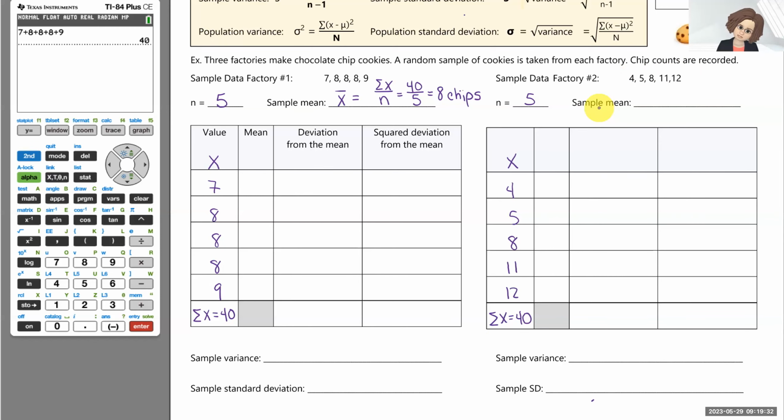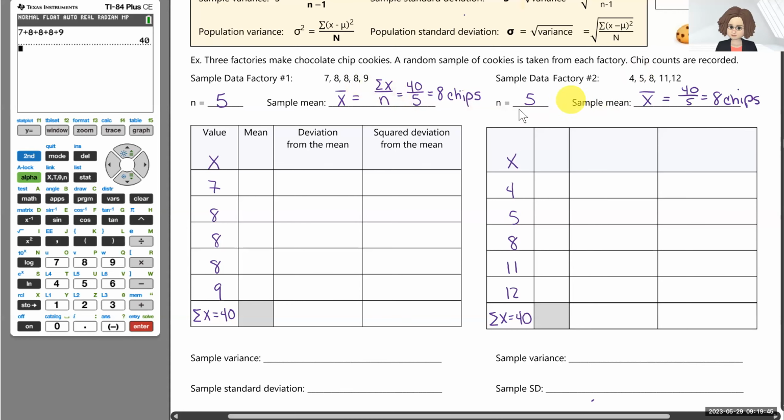So the sample mean, even though the data is quite different than factory 1, we're still going to end up having 40 divided by 5, or 8 chips. So the means are the same, but what we're trying to measure is variation in the data. Just looking at it subjectively, these cookies tend to show more variation than those cookies. In particular, we're going to compare cookies to the mean of the group from which they were drawn.